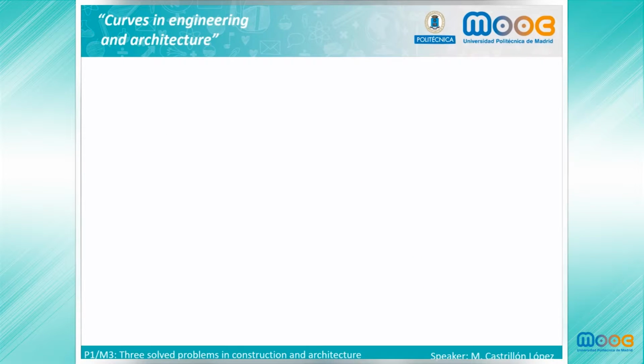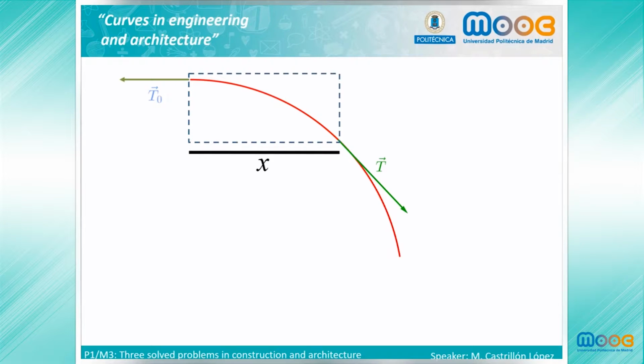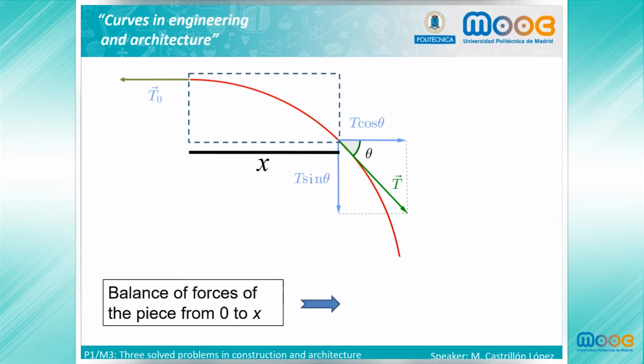We now consider a piece of the arc from the top to a point at distance x, and we draw the forces. At the top point, the force is horizontal, and we decompose the tangent force at the right point into horizontal and vertical parts. The balance of forces at that point means that the horizontal part of the force of the right point equals T0, whereas the vertical part is the weight of that piece of the arc that is proportional to the distance x.